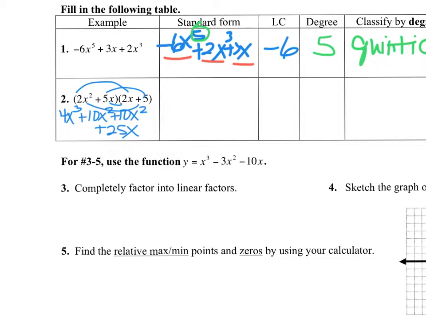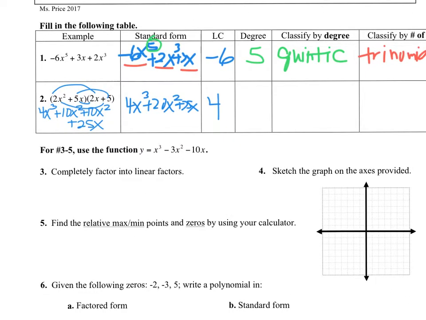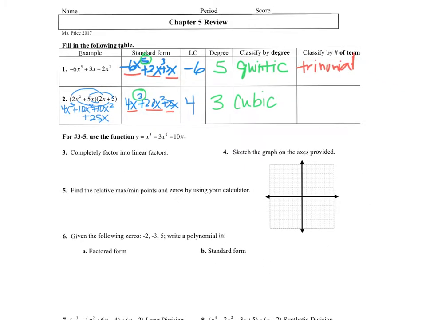So to write this in standard form, I want to combine any like terms. So this is 4x cubed plus 20x squared plus 25x. Make sure you combine your like terms. Now, looking at it, it's in standard form. What is the leading coefficient? 4. Good. What is the degree of this polynomial? Degree 3. It's a cubic because you cube something when it's raised to the 3rd power. And this one is the same as the last one. It has 3 terms, so it's a trinomial. So be prepared for a chart just like that, and you'll be good.